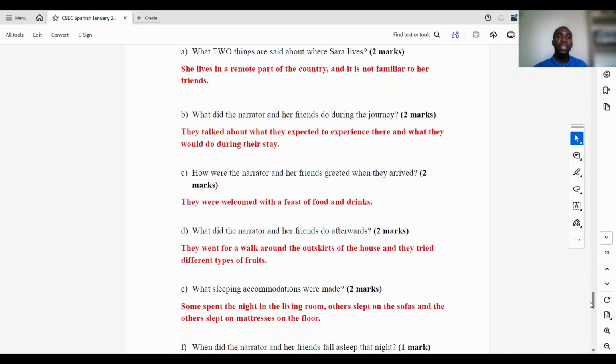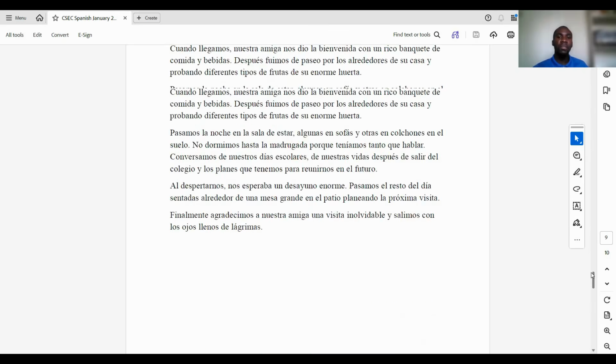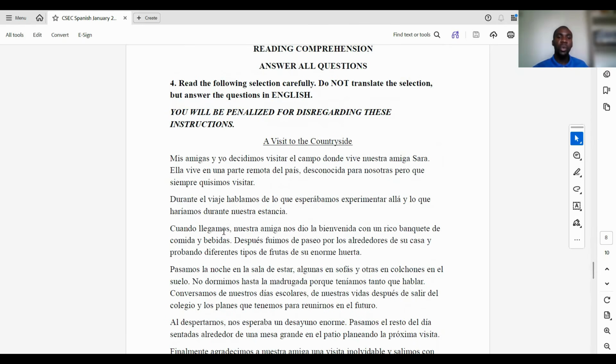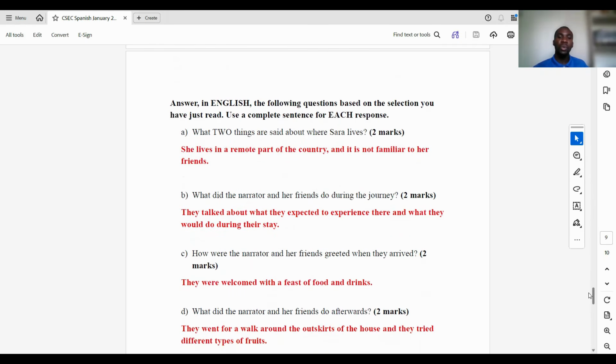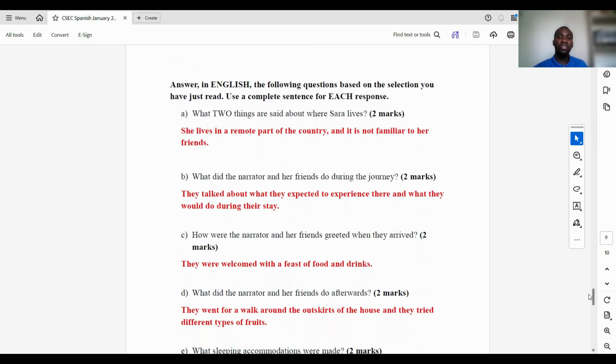How were the narrator and her friends greeted when they arrived? Cuando llegamos, when we arrived, nuestra amiga nos dio la bienvenida con un rico banquete de comida y bebidas. When we arrived, our friend welcomed us with a delicious feast of food and drinks. So that's what banquete is, feast. So they were welcomed with a feast of food and drinks.